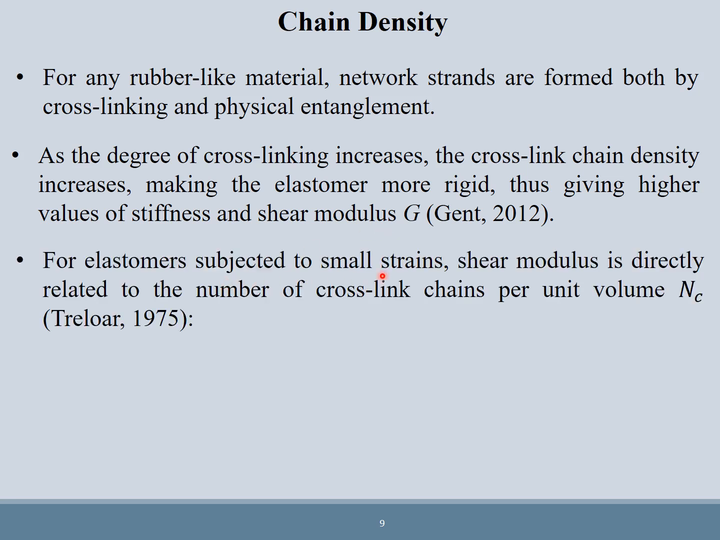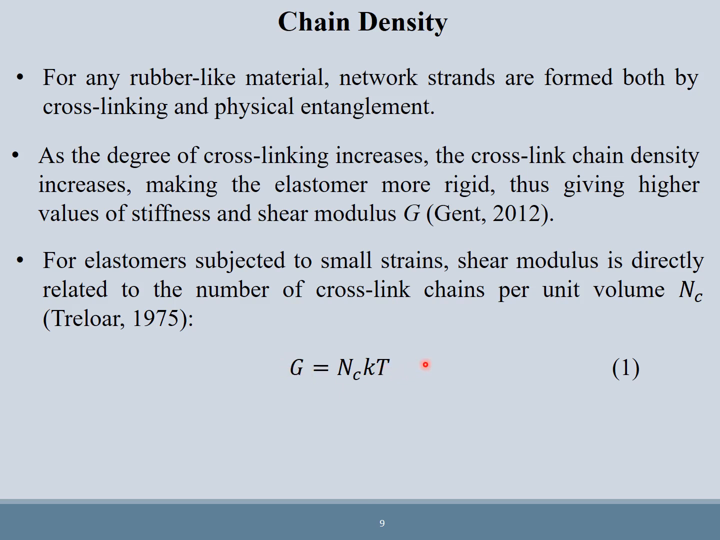For elastomers subjected to small strains, shear modulus is directly related to the number of crosslinked chains per unit volume (NC). This is a very famous relationship, basically given by Taylor in 1975. That is G equals NCKT. NC is the number of chains or chain density, K is the Boltzmann constant, and T is the absolute temperature in Kelvin. And G is the shear modulus.